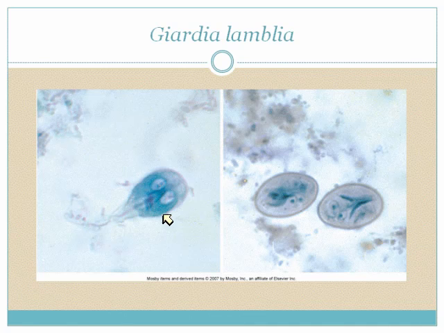Here's a comparison of the trophozoite versus the cyst stage. The trophozoite is more pear-shaped, whereas the cyst stage is oval. And also you can kind of see the flagella coming off of the trophozoite there.